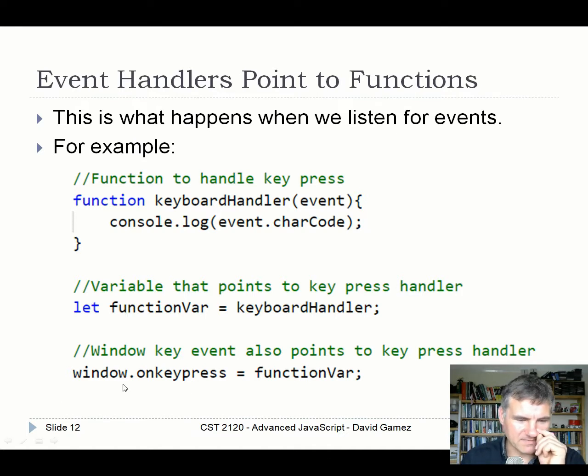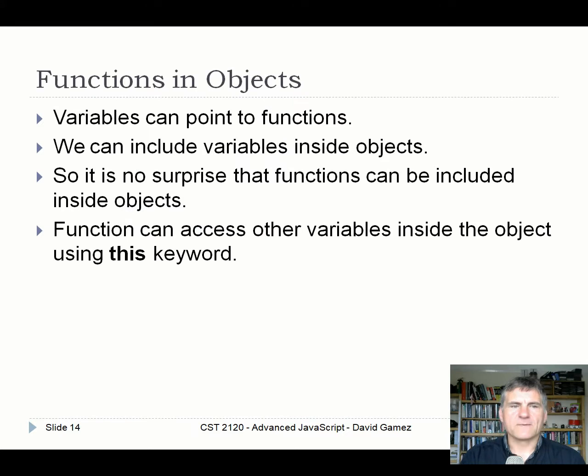So this handler is being assigned to that function so that when window on key press occurs, the browser runtime engine can just append braces to it and call that function, because I've assigned it, because it's pointing to that function when I set up the event handler. So variables can point to functions.